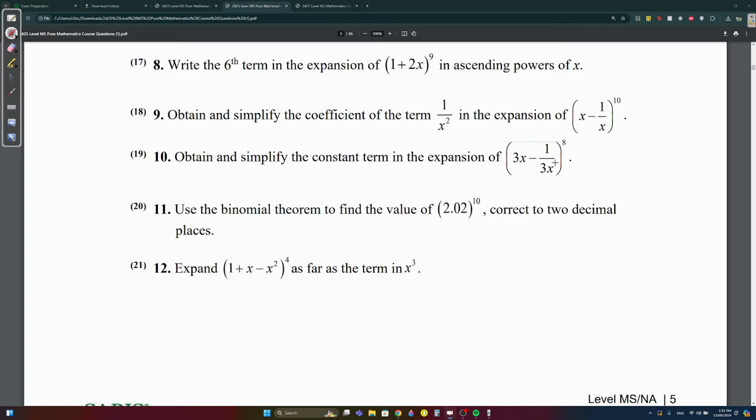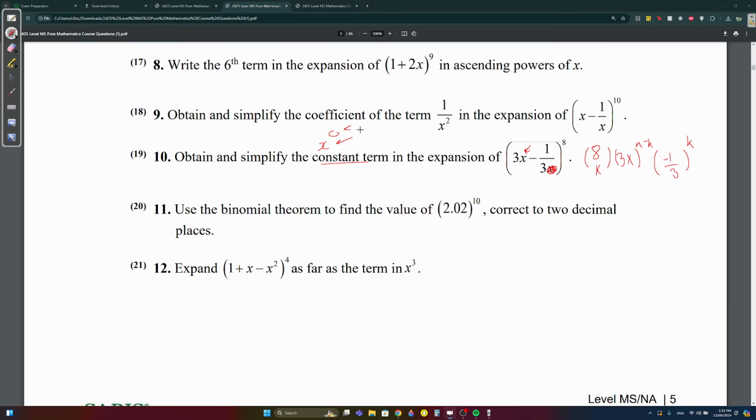in case, for example, it's only x here. In case there was only x here, like imagine it was 3x minus 1 over 3. If there's only x on one side, that means you want the constant term, that means you want x to the power of 0. I'm going to solve now as if there's no x on the right. They want x to the power of 0 because they said constant. What's the general term here? It's 8Ck, 3x to the power of n minus k, and then minus 1 over 3 to the power of k.